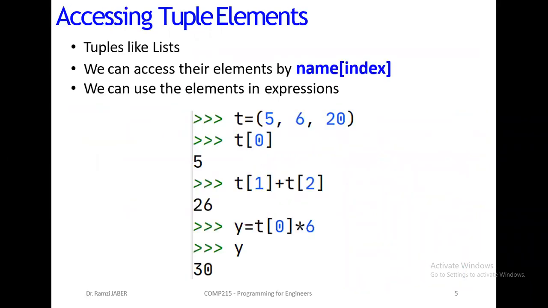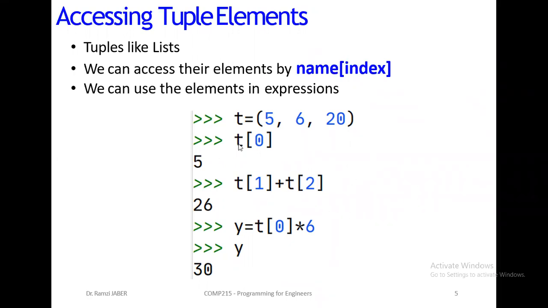Also, we can access tuple elements similar to a list, the same. If we have a tuple here, t equals 5, 6, 20, we can access the first element of the tuple by t index 0, the same as a list. t index 0 means the first element. We can add two elements, t1 plus t2 equals 26, similar to a list. Also, we can make an expression, y equals t0 times 6, it's 30. So we can access the elements inside a tuple and a list in the same manner.